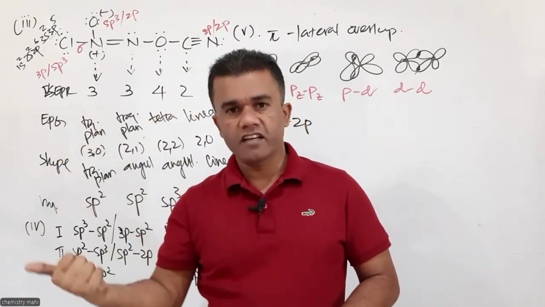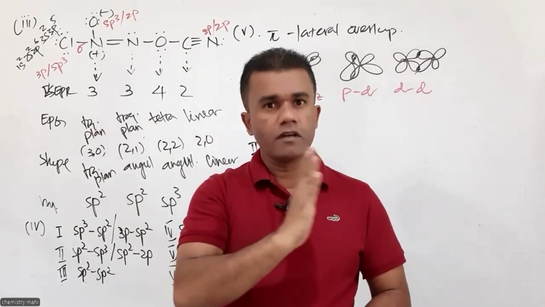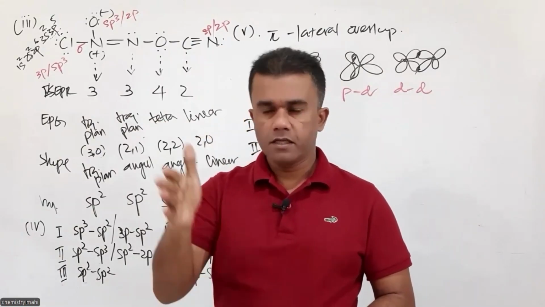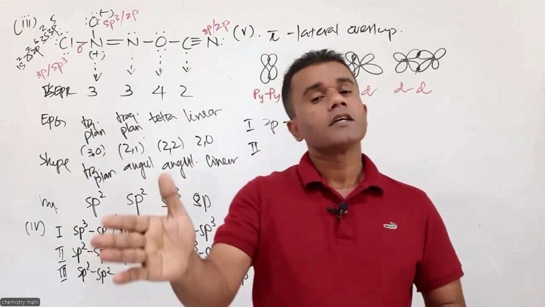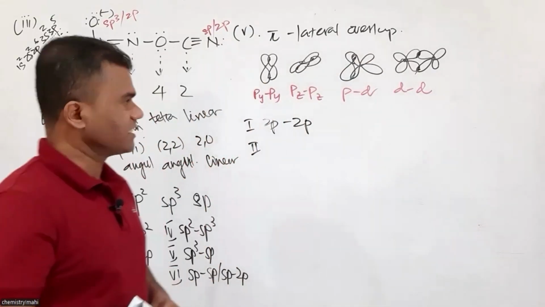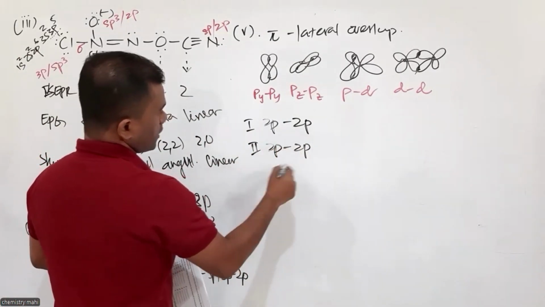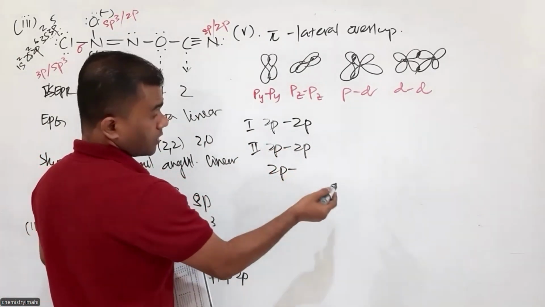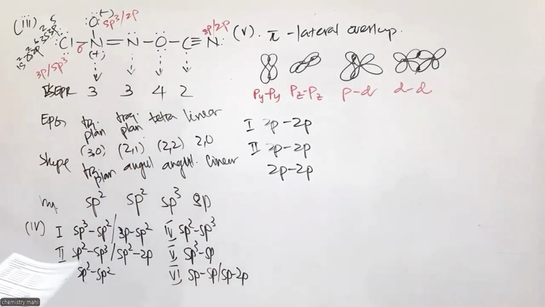Py of nitrogen and py of carbon laterally overlap to form one pi bond. The other one, pz of nitrogen and pz of carbon laterally overlap to form the next pi bond. But in this case, just writing 2p is enough. You don't have to write 2py, 2pz. Just 2p is enough here.